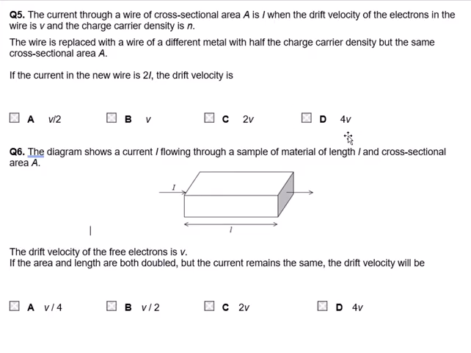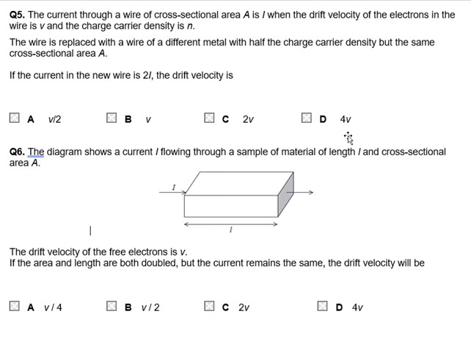Next question, question 6. The diagram shows a current I flowing through a sample of material of length L and cross-sectional area A. Drift velocity is V. If the area and length are both doubled but the current remains the same, the drift velocity will be what? So I'm going to do the same thing again. I1 equals N1 Q1 V1 A1. I2 equals N2 Q2 V2 A2.